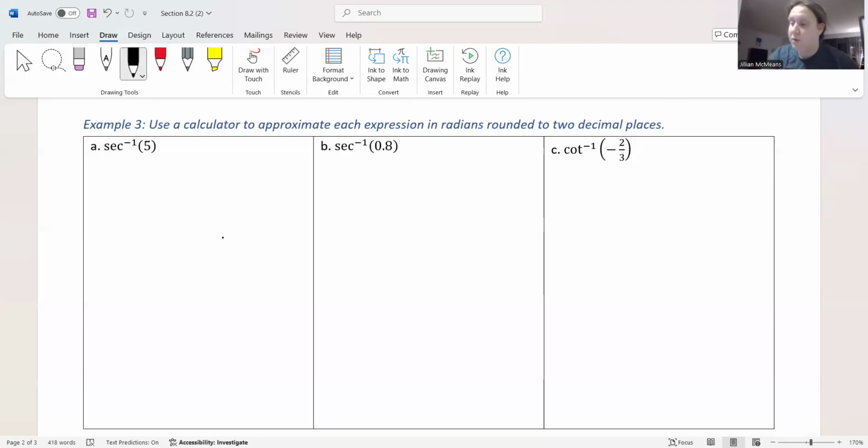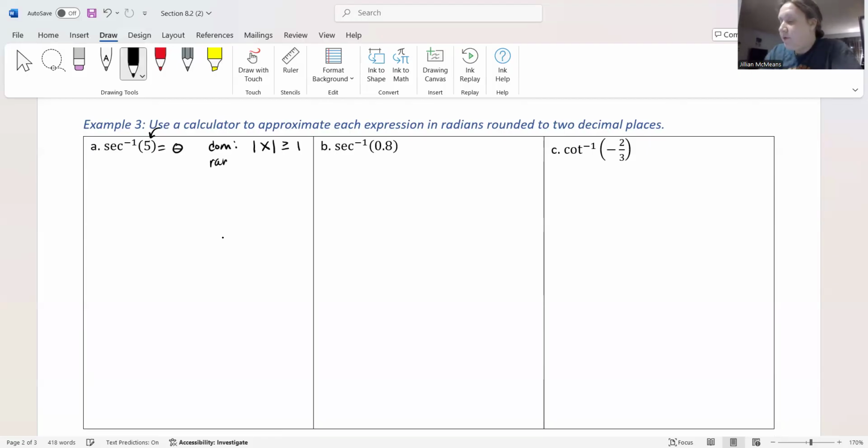The output value would be some angle theta, okay? Now, we need to keep in mind the domain and range. When we're talking about the domain of inverse secant, the absolute value of x needs to be greater than or equal to 1. Well, 5 is our value for x. Is that greater than or equal to 1? Absolutely. So we're good here.